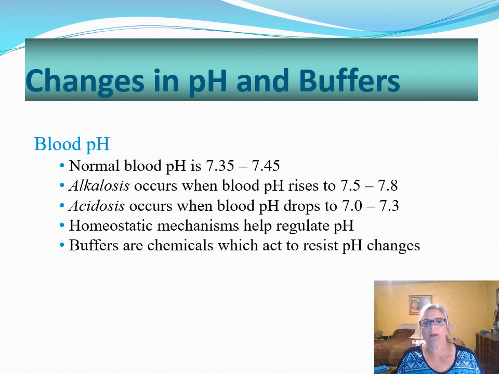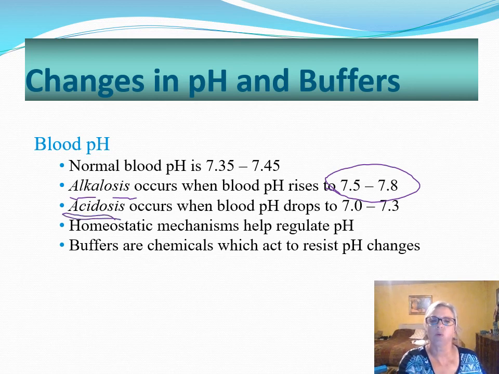The normal range for blood's pH is 7.3 to 7.45. That's a pretty narrow range, so we need to be able to keep it within ranges. And so as far as disease processes go, you can have an alkalosis, which means you're too basic, that occurs when you get to just a 7.5 to a 7.8 pH range. All right, so we need to be able to control this in our body.